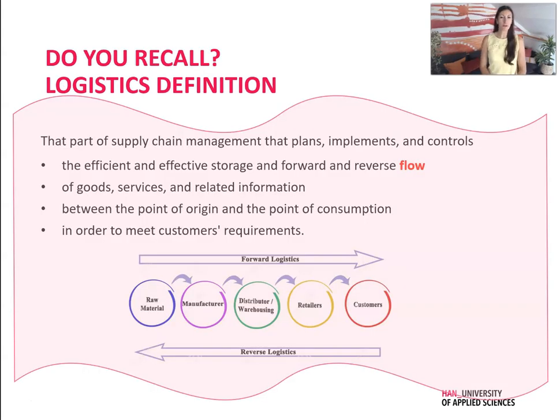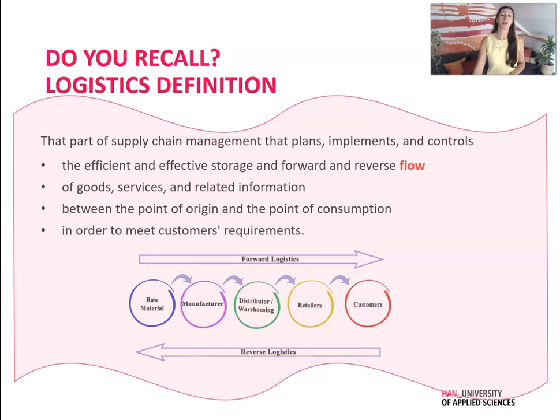So, do you recall our second definition or point of view of logistics was about processes? And we said that logistics is that part of the supply chain that plans, implements, and controls the efficient, effective storage and forward and reverse flow of goods. Now, when we were talking about the location of distribution centers and warehouses, we were talking about the storage of goods. In this video, we are going to focus on the flow, the transportation of goods, both forward and reverse motions.